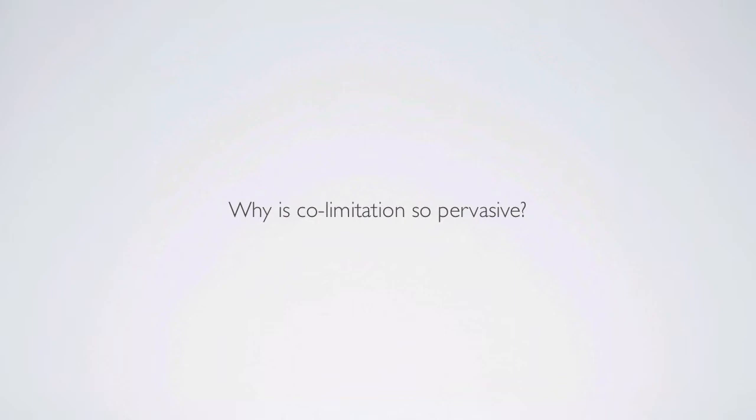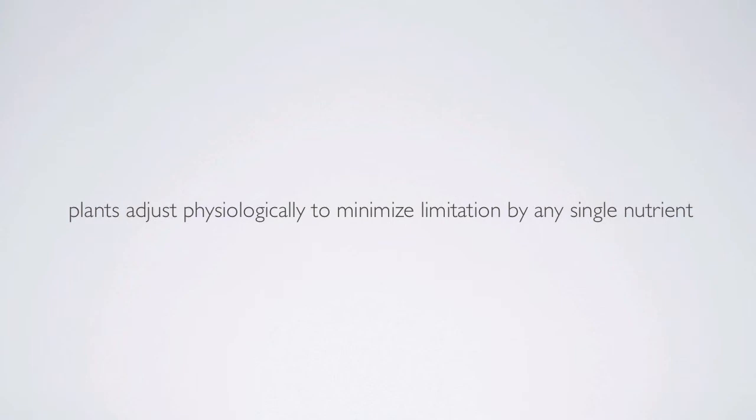When we look in general at the patterns of limitation, we often see that short-term co-limitation is pervasive. But why is co-limitation so pervasive? Why, when we add nitrogen or phosphorus, do we see a response, but when we add N and P together, do we see an even greater response? Well, there are a number of reasons that co-limitation can be generated in ecosystems. For example, plants adjust physiologically to minimize limitation by any single nutrient.